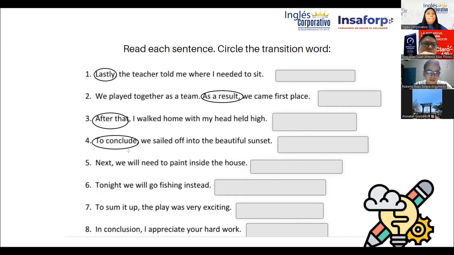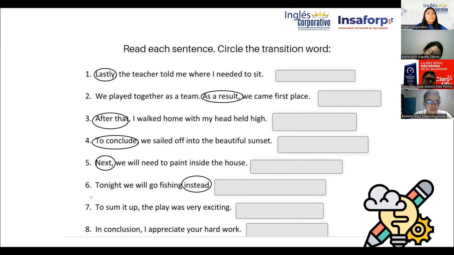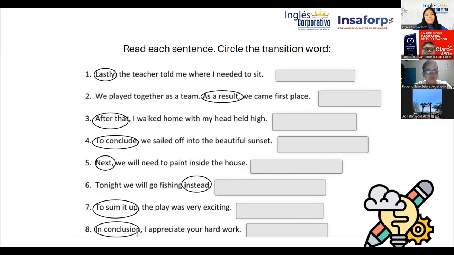Five. Next. Number six. Instead. Seven. To sum it up. And number eight. In conclusion. Okay. So you see, I mean, you know transition words, but maybe the topic itself, right? But yes, those are transition words.